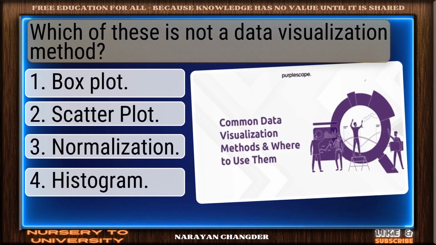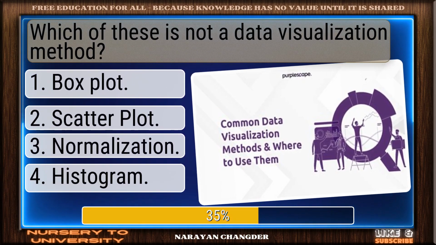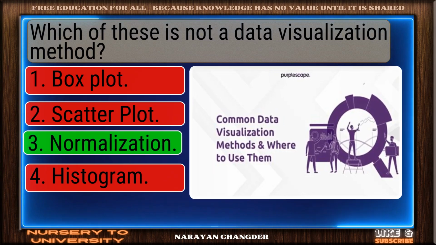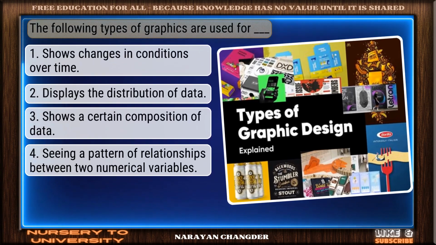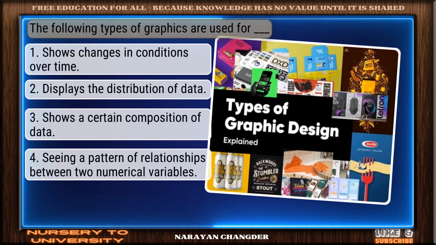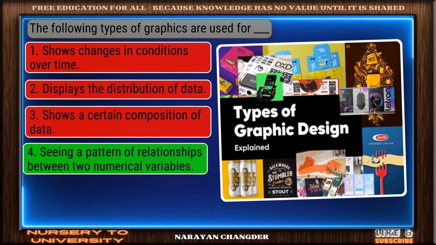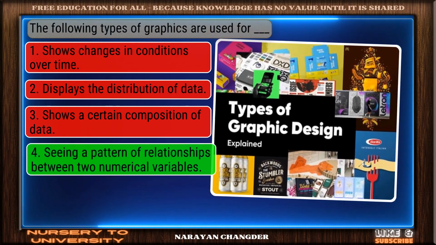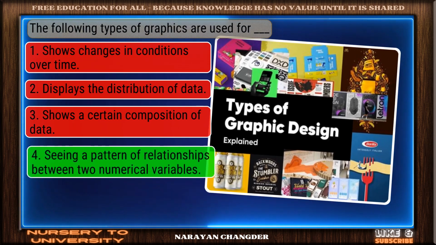Question number 15. Which of these is not a data visualization method? Right choice. Normalization is the best answer. Question number 16. The following types of graphics are used for Dash. Sharp thinking. Seeing a pattern of relationships between 2 numerical variables is the right choice.